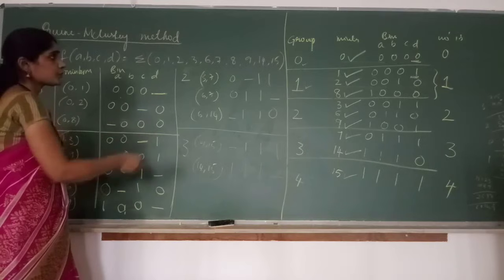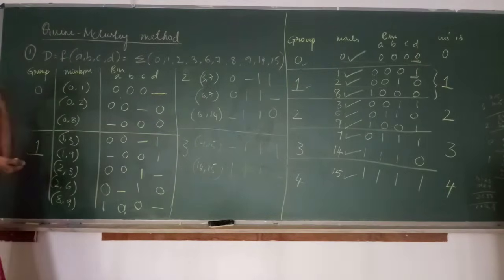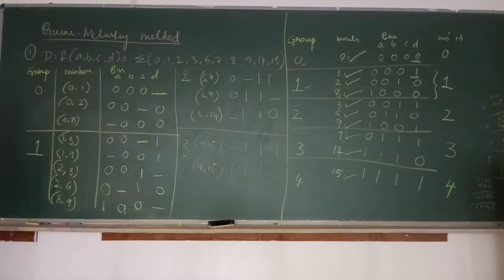So we have compared all the mean terms that are present in group N with group N plus 1. Every mean term with the next group, all the mean terms, and these are the groupings we have got. How have we grouped? We have grouped only if they are different in only one position. So this is your second table.